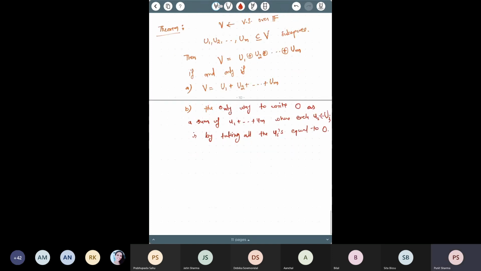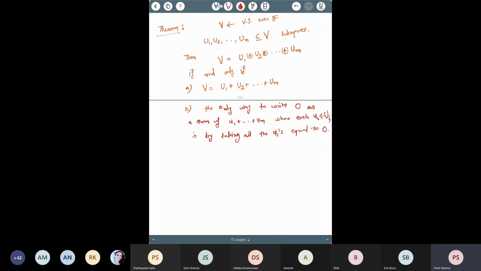Or you can say that the only way to write 0 is the trivial way. That means you just write 0 as 0 plus and so on up to 0, m times. Now this condition tells you that you only check for the 0 vector, whether the 0 vector is written uniquely or not. If it is written uniquely, then, since 0 can obviously be written as 0 plus 0 plus 0, if the only way to write 0 is the trivial way, then you say that V is the direct sum of these subspaces.